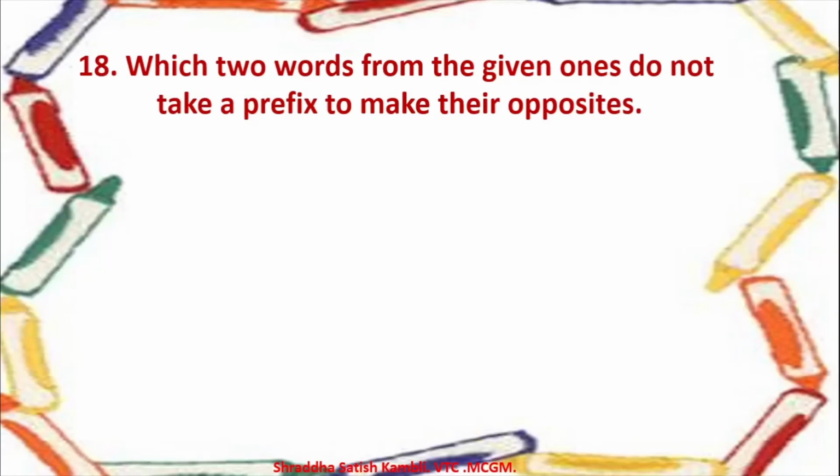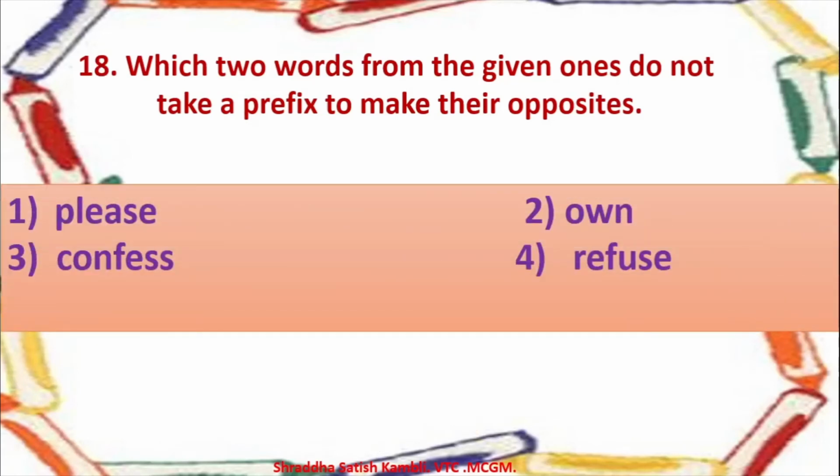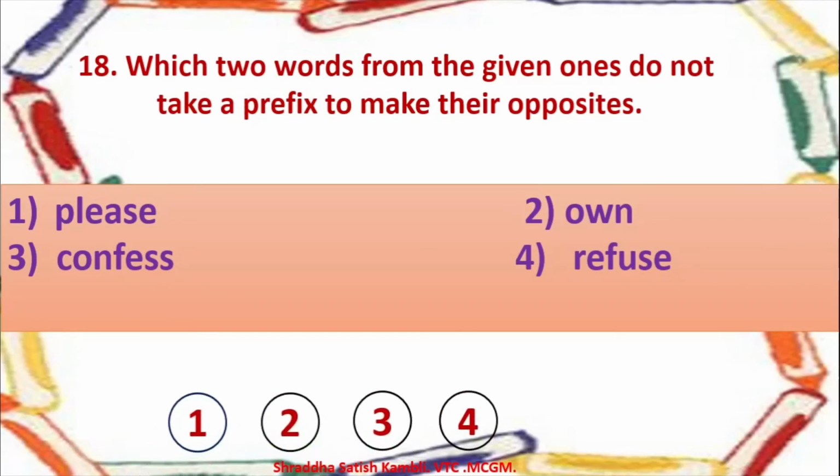Let's see the last example in this pattern. So you have please, own, confess, refuse. So which are the answers? It is the third one, confess, and the fourth one, refuse. When you confess to something, it means you admit to something. You either confess or you refuse. And when you refuse, what is the opposite? Admit or confess. So which ones take prefixes? Please takes a prefix, displease. Own takes a prefix, disown.